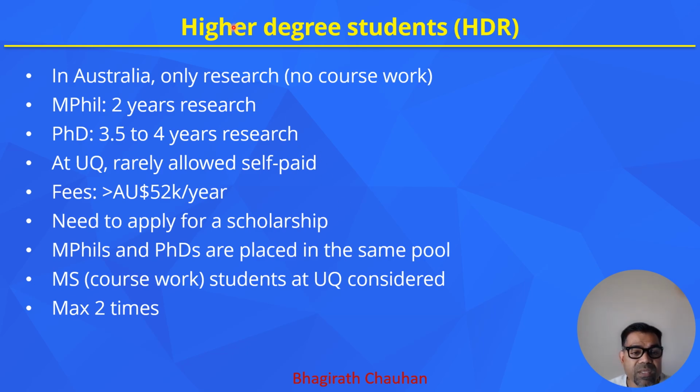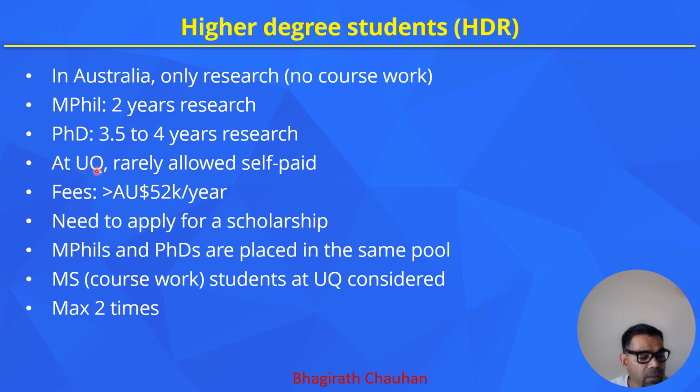Now, this is called higher degree programs, or higher degree students, and here we refer mainly to HDR. First of all, you need to understand that in Australia there is only research, no coursework in these ones, and these are considered MPhil or PhDs. MPhil is Master of Philosophy. It's usually 2 years of research only. PhD is 3.5 to 4 years of research, so you get plenty of time just doing research. So there is no coursework here.